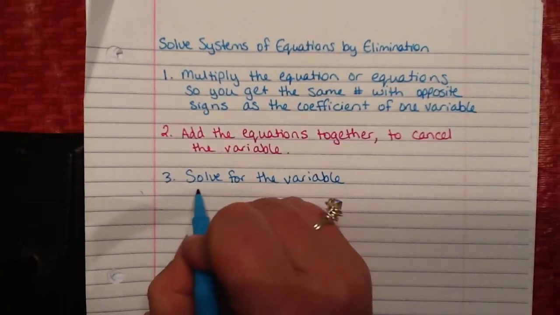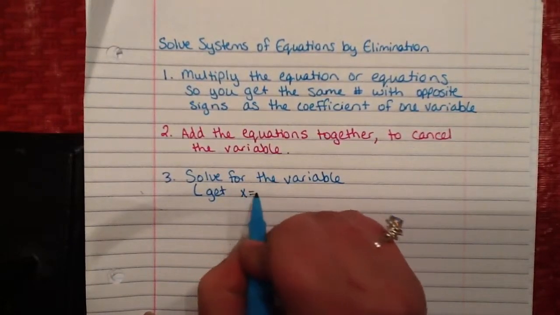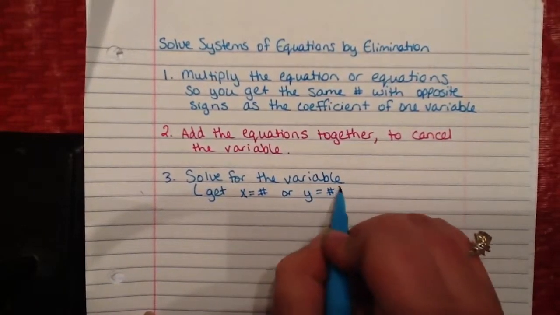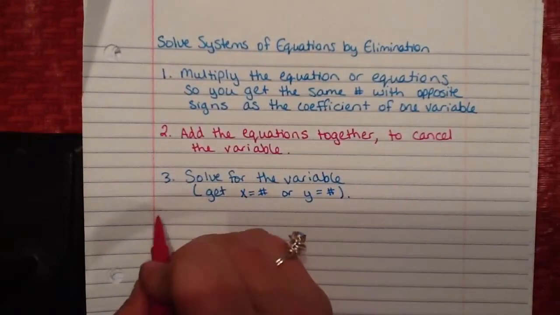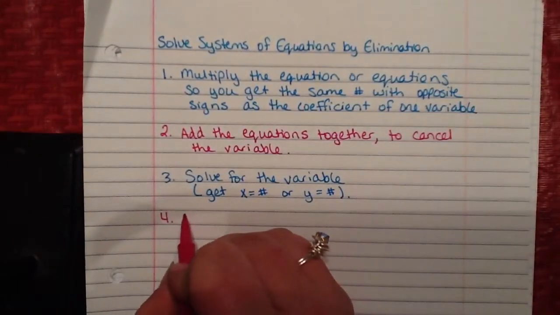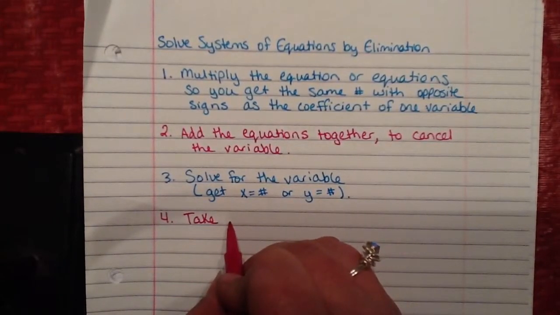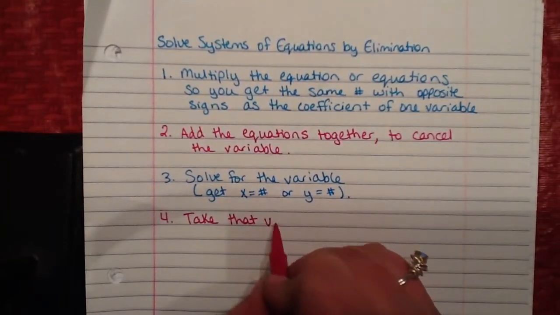And what I mean by solve for the variable is get x equals some number or y equals some number, depending on which variable you're left with. It'll be different for different problems. The fourth thing we're going to do is take that value and plug it into one of the equations to solve for the other variable. Then we'll have our ordered pair.